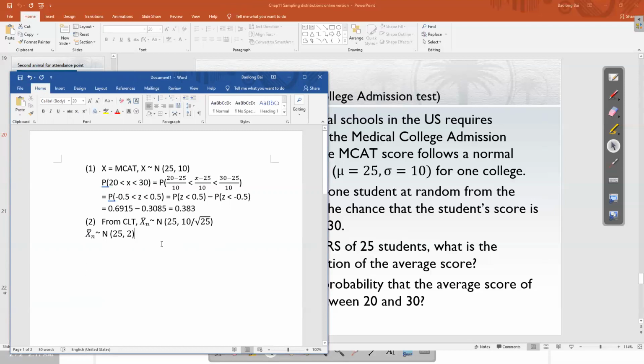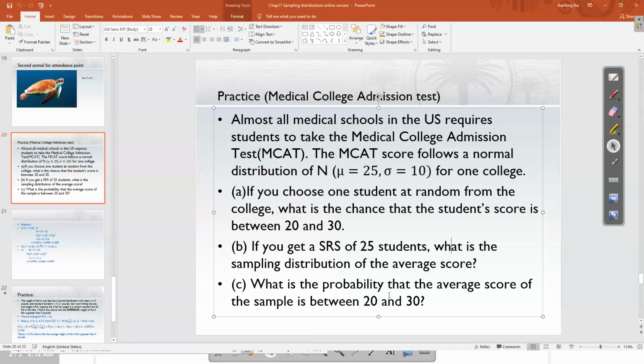Okay. So sometimes you can use the subscript n, or you can just leave it out. You don't have to indicate the sample size. And part 3, what's the probability that the average score of the 25 students is between 20 and 30?